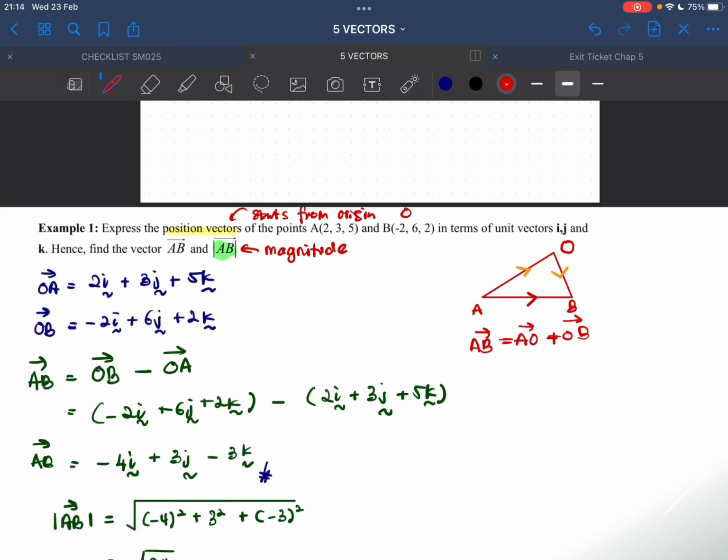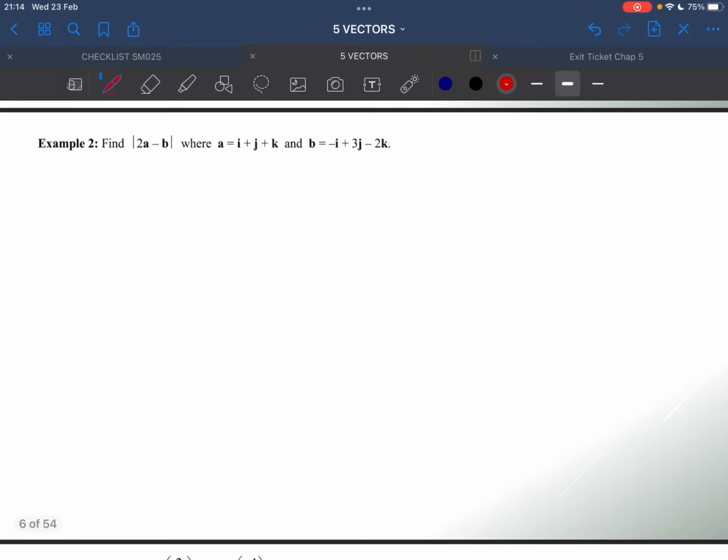Okay, so let's see another example here. Find 2a minus b, the modulus of 2a minus b. That means the question asks us to find the magnitude. By now you should know what the modulus means here. So we have to find the magnitude. First, just find the vector inside here.